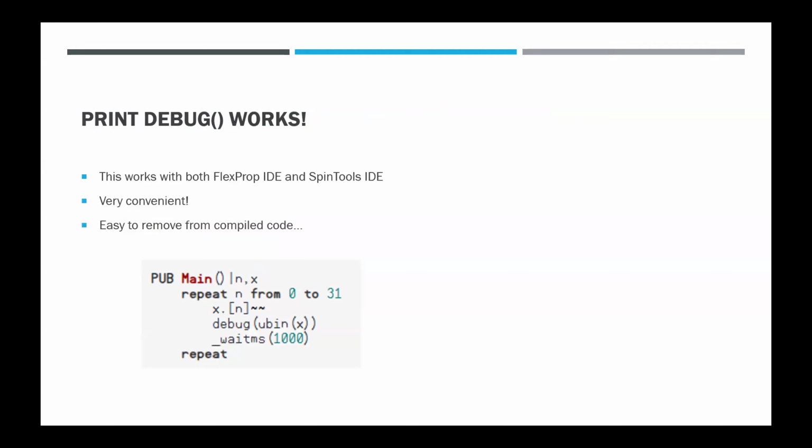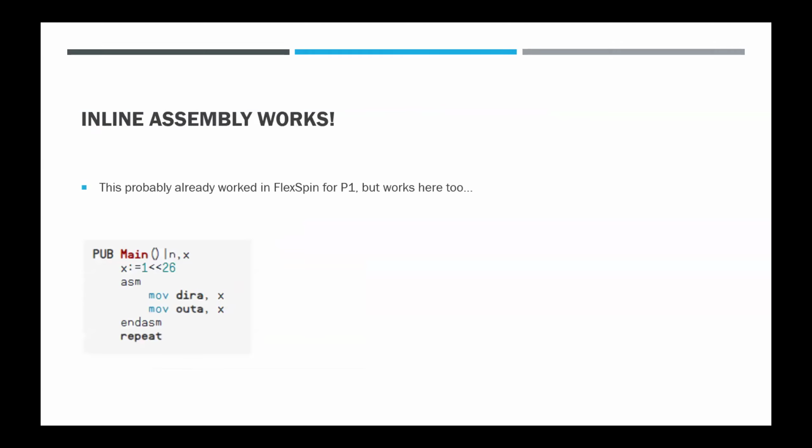And also the X dot thing is the Spin2 way of addressing any bit in any variable. So that works also. So that's nice. Inline assembly works. That was probably already there in P1, but it still works in Spin2. So that's nice.